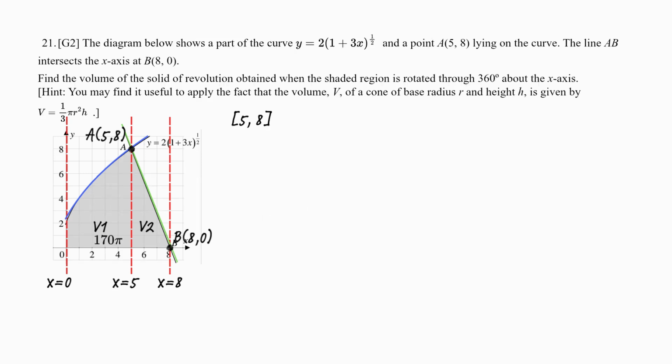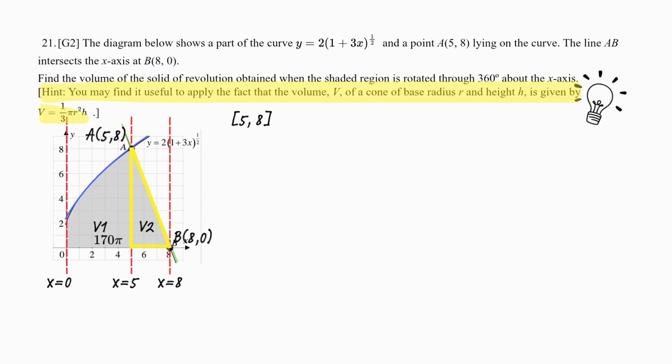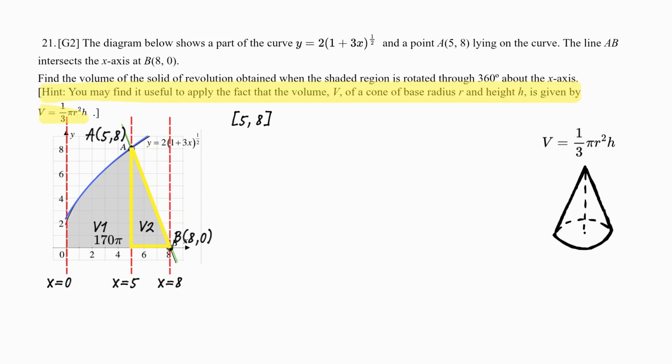Now for the second part, from x equals 5 to x equals 8. We could find the equation of the line and integrate, but there's a much faster way. Look at that shape. It's a right triangle. When you rotate a triangle around an axis, you get a cone. The question even gives us a hint. Use volume equals 1/3 pi r squared h.